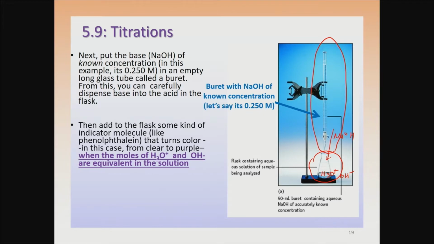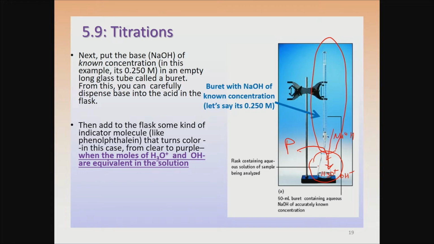And so the question is, well, how do you determine that? Well, we do a trick with that. Before we start the experiment, we add a colored dye called phenolphthalein, which I'm just abbreviating here with a capital P. We add phenolphthalein into the solution.